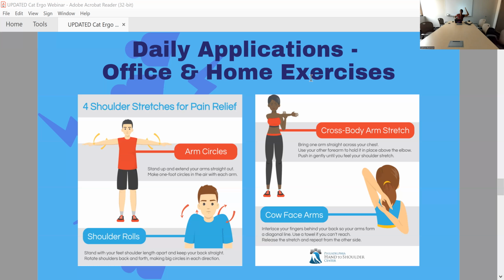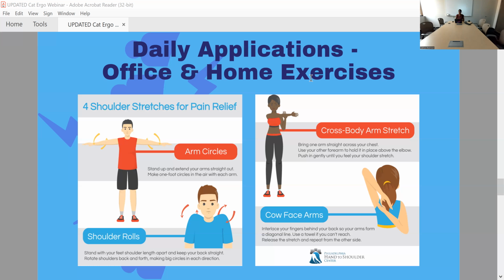So your left arm is going to be on top, and your right arm is going to be in the back. And hold it here. And then slowly get out of it as well.